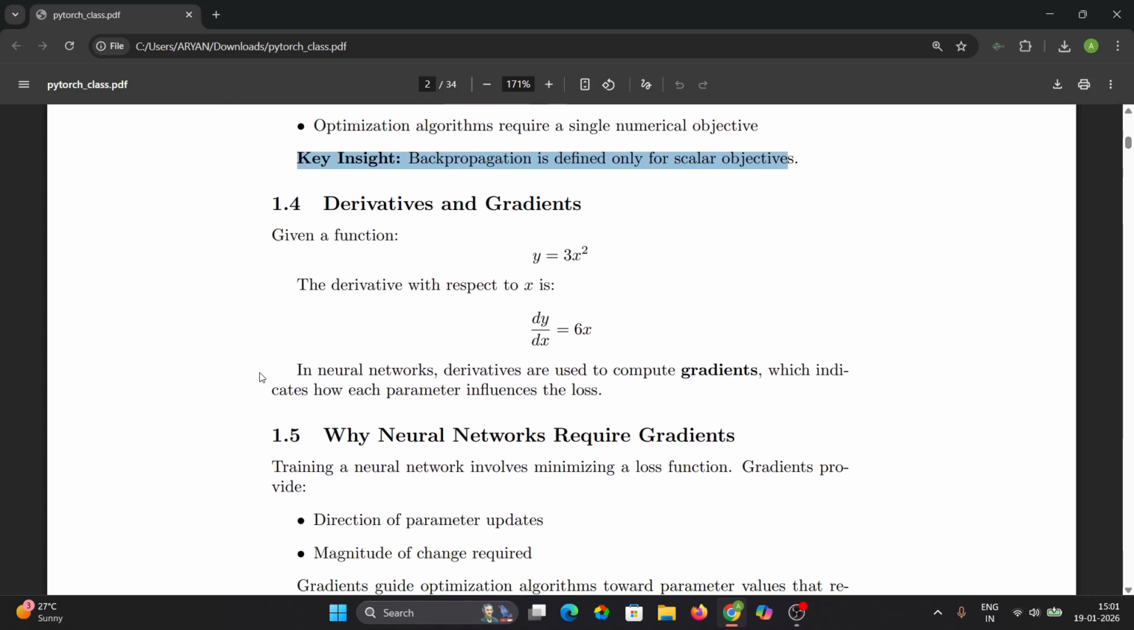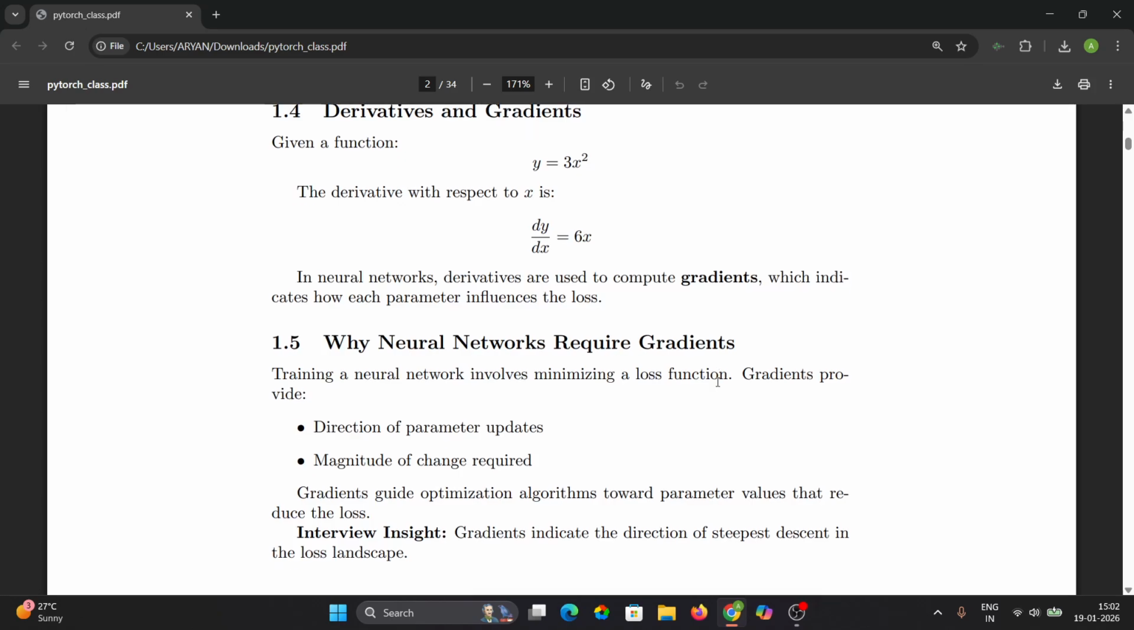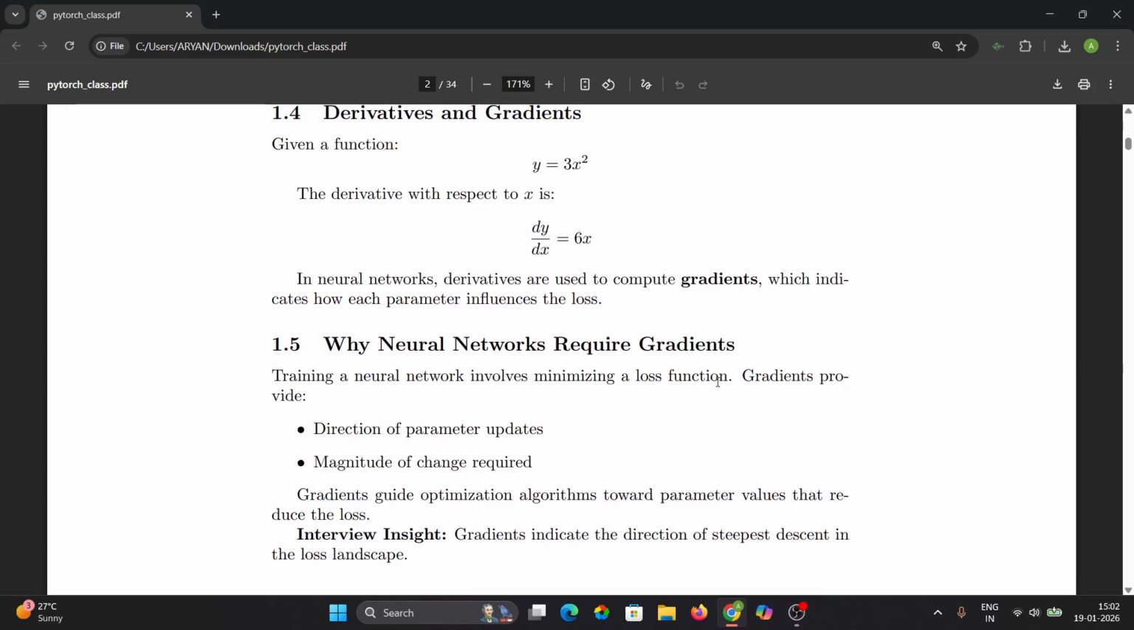Derivatives and gradient. Given a function y equals 3x square, the derivative with respect to x will be 6x. I will note it. In a neural network, derivatives are used to compute gradients, which indicate how each parameter influences the loss. So when we take the objective as a loss function, we find its gradient with respect to the weights which need to be updated. That is known as the gradient.